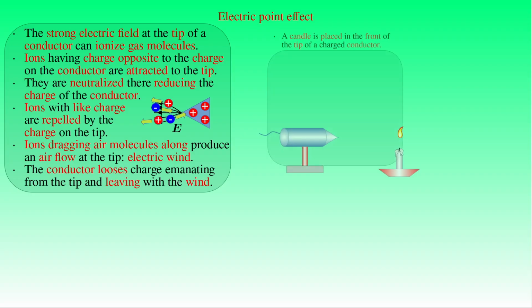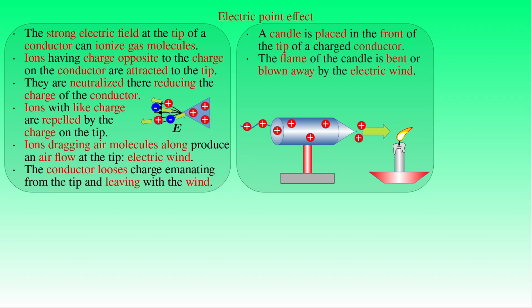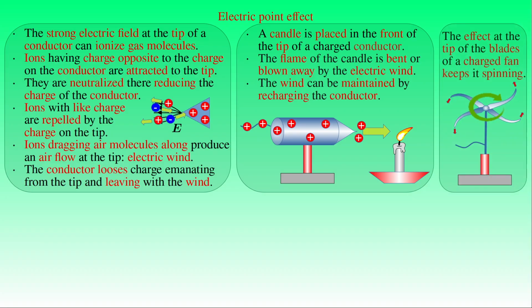If we attach a tip to the top of the cone of the metal container used in one of the previous experiments and the whole conductor is continuously charged through a conducting wire, then the flame of a candle placed in the front of the tip is pushed away from the tip by the electric wind. If the effect, that is the air flow bending the flame, is strong enough, then it can even extinguish the candle. Since the charge exiting from the conductor through the wind is compensated by recharging the metal container through the wire, the electric point effect can be maintained and the electric wind will continuously blow in the direction of the candle.